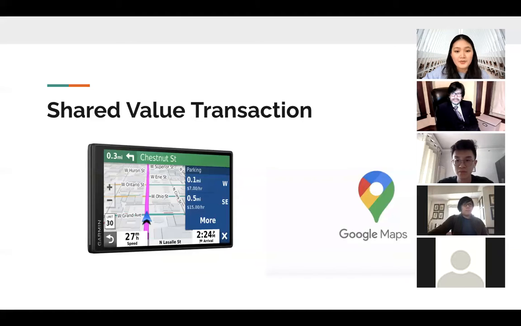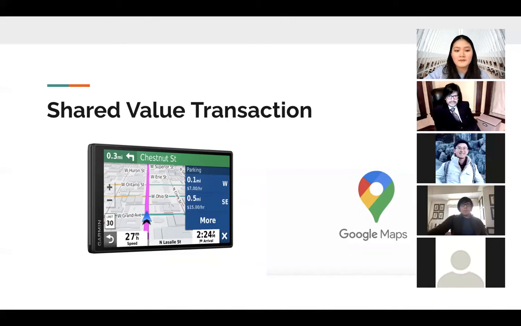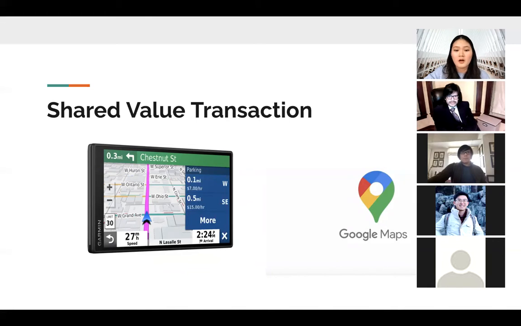Another example is the shared value transaction. It is the idea that by addressing society's needs and challenges, companies can create economic value in a way that also benefits society. In this case, we're looking at Google Maps. It used to be that we as users paid directly for GPS services installed in our cars, but now someone else pays for ads, and Google collects these payments and uses part of them to provide Google Maps services for free, and that's how we as users benefit from it.